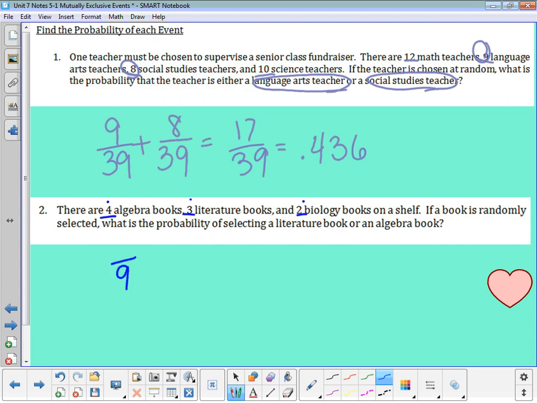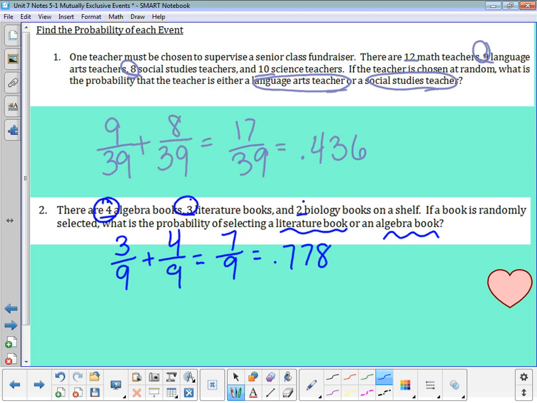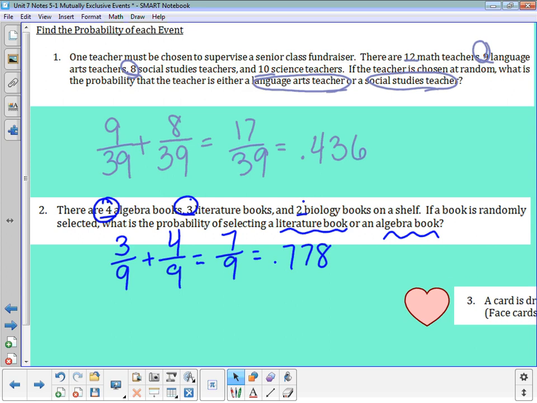First, let's find the probability of getting a literature book. There are 3 literature books, so the probability of getting a literature book is 3 over 9. Again, 9 total. Now I want to find the probability of getting an algebra book. There are 4 algebra books out of 9 total. So we're going to add the top and keep the bottom the same. 7 over 9 gives you 0.778. Okay, next, let's take a look at number 3.